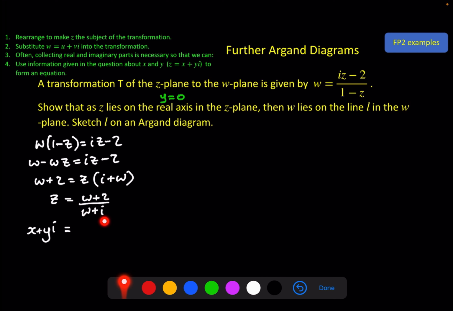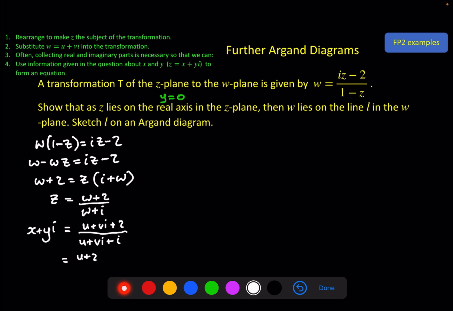And then split the whole expression into real and imaginary parts, then equate the imaginary parts and set whatever the imaginary part is on this side equal to 0 to rearrange to give an equation involving u and v rather than w. So you can see it's quite a lengthy process. So let's get started. u plus vi plus 2 over u plus vi plus i.